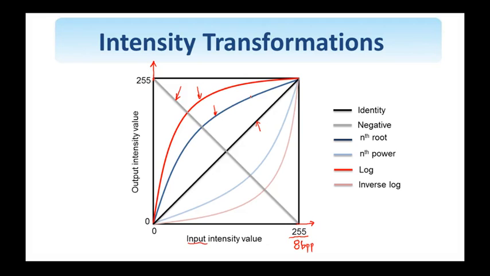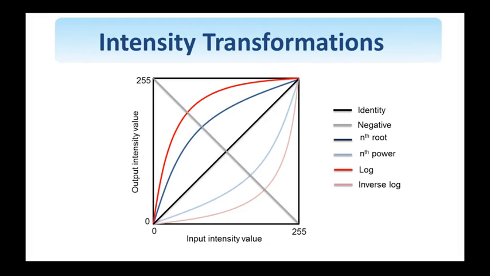So if we look at the log transformation, for example, then clearly this range of input values, low intensity values, are mapped into a much larger range of output values. Therefore, we have this expansion. The remaining values here, the higher values, are mapped into a much smaller range of values of the output. Therefore, we have this compression.